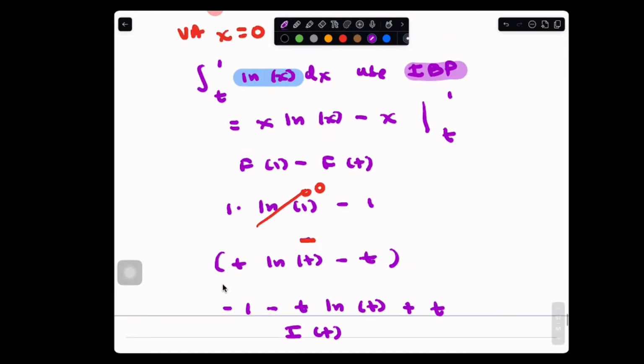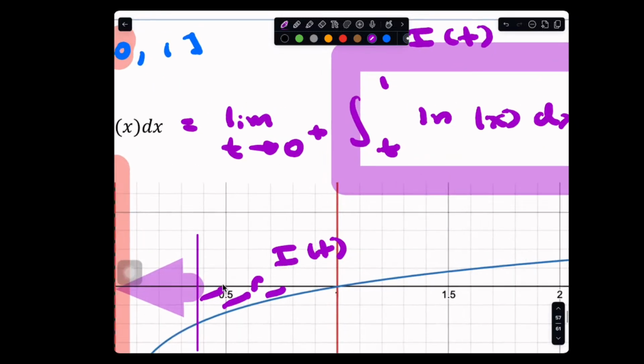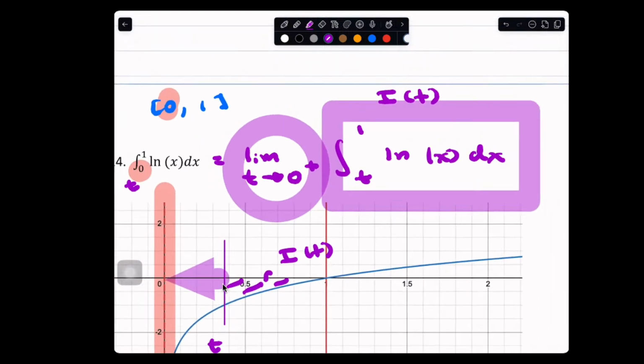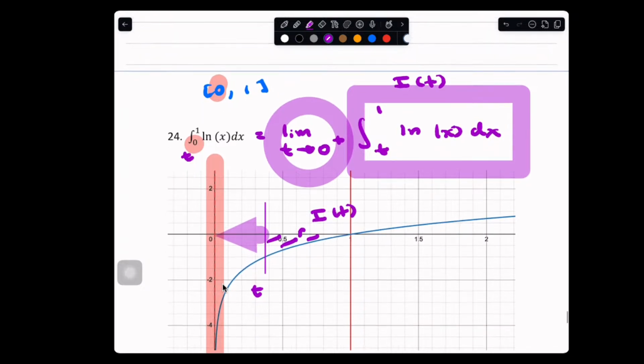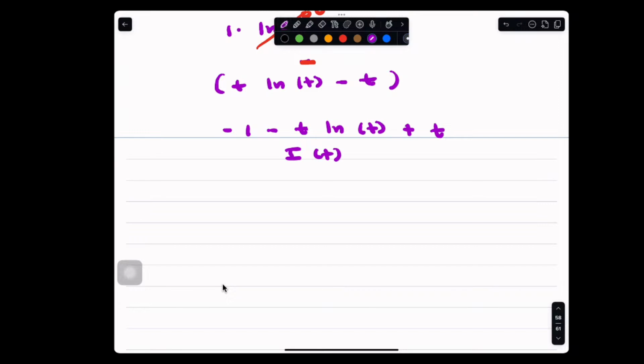All right, now what you'll need to do here is take the limit now as t goes to 0 from the right here. We're using the definition of that improper integral. So now the limit as t goes to 0 from the right of this I of t.